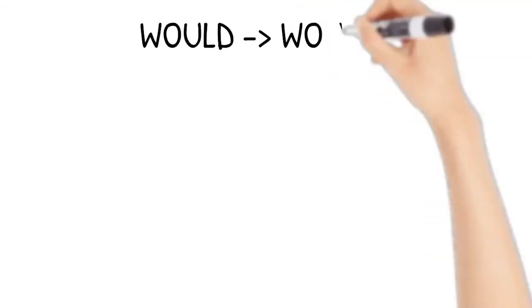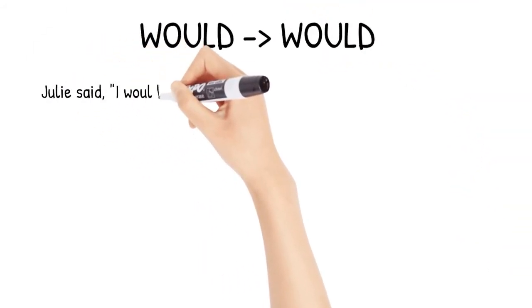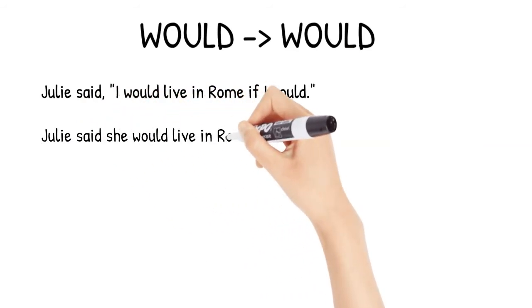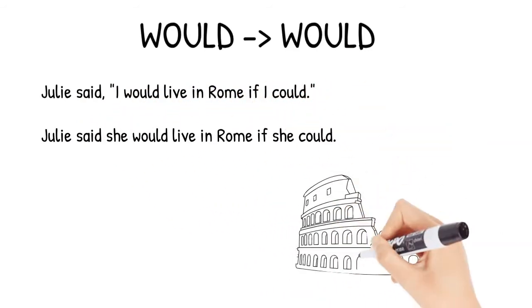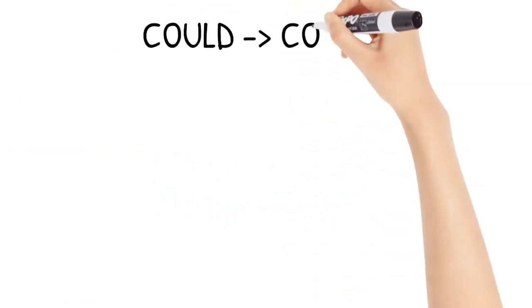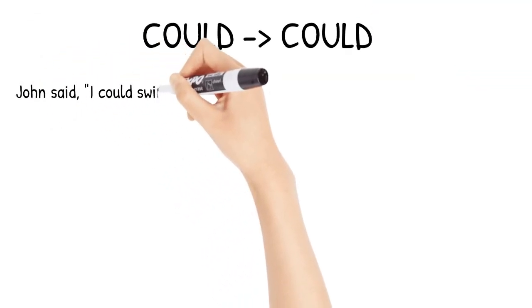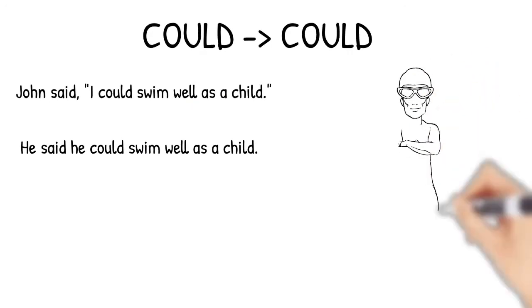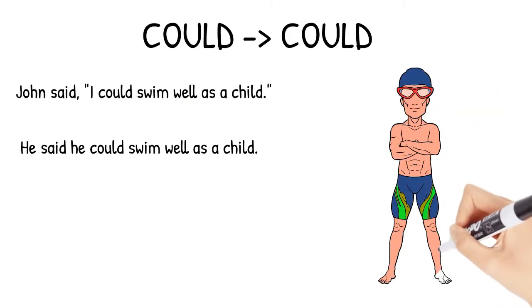And would stays as would. Julie said, "I would live in Rome if I could." And reported speech would be: Julie said she would live in Rome if she could. Could stays the same as well. So John said, "I could swim well as a child." And in reported speech it becomes: he said he could swim well as a child.